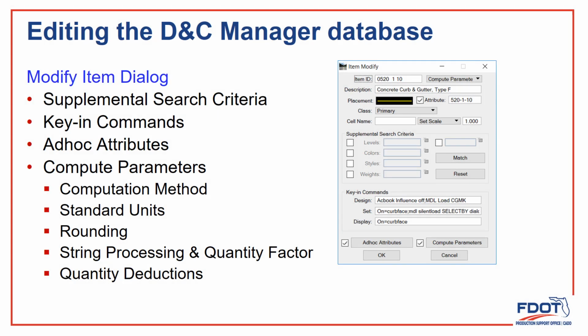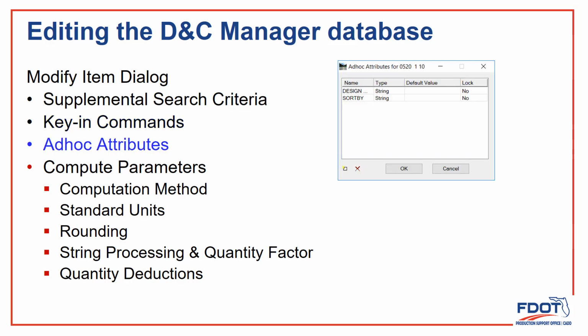Continuing looking at the Modify Item dialog, the Supplemental Search Criteria section allows the item to recognize and compute elements with other symbology in addition to the placement settings defined above. Key-in commands are actions defined to be executed when a D&C item is double-clicked within D&C Manager. These can include actions such as initiating placement of a line or cell, to defining the active angle, and many others. For more information about key-in commands, refer to the D&C Manager help files.